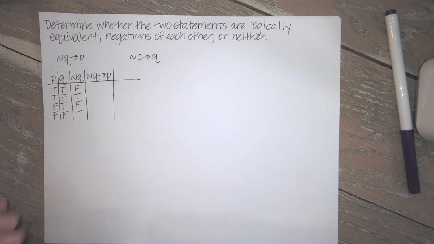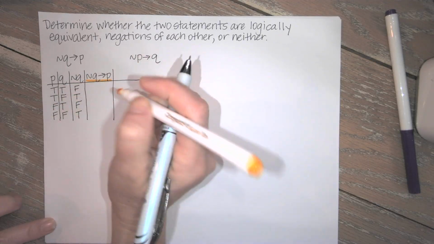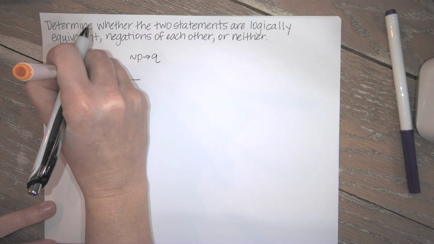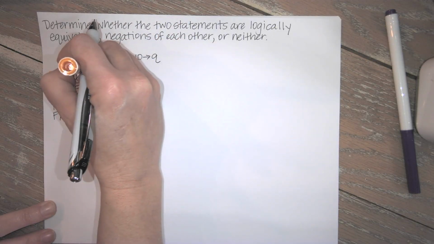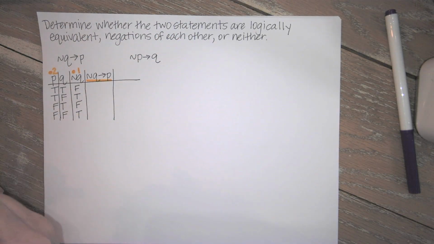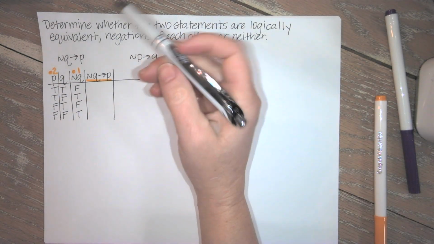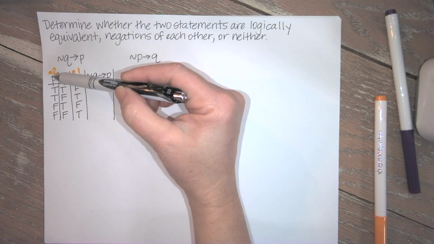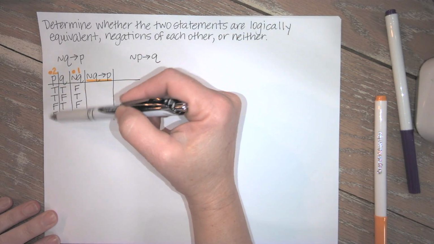All right, now this is a conditional. And when we have a conditional, the order matters. So we're looking at this column and we're looking at this column, but we have to make sure we're looking at this one first and then this one. The reason is because a conditional is only false when the first one is true and the second one is false. So it's very important that you know which one was first and which one's second.